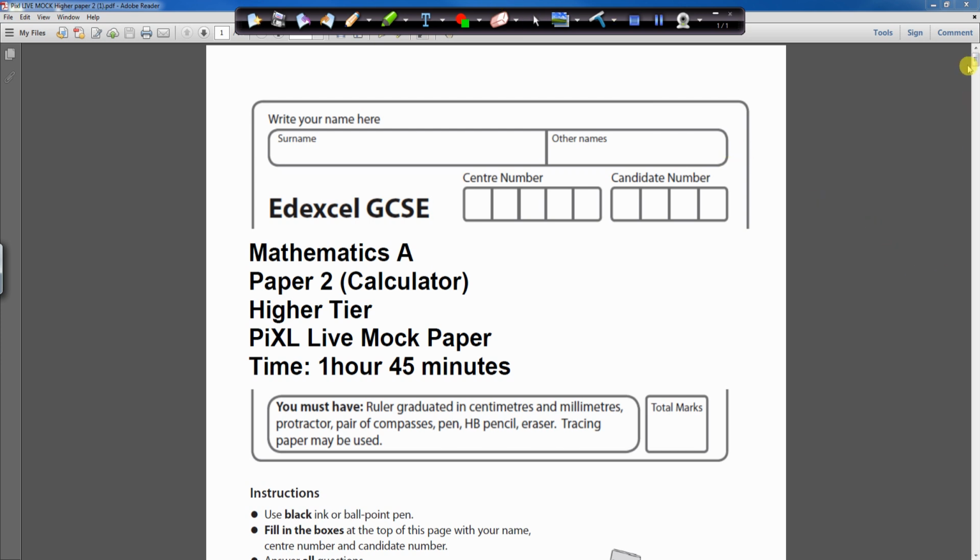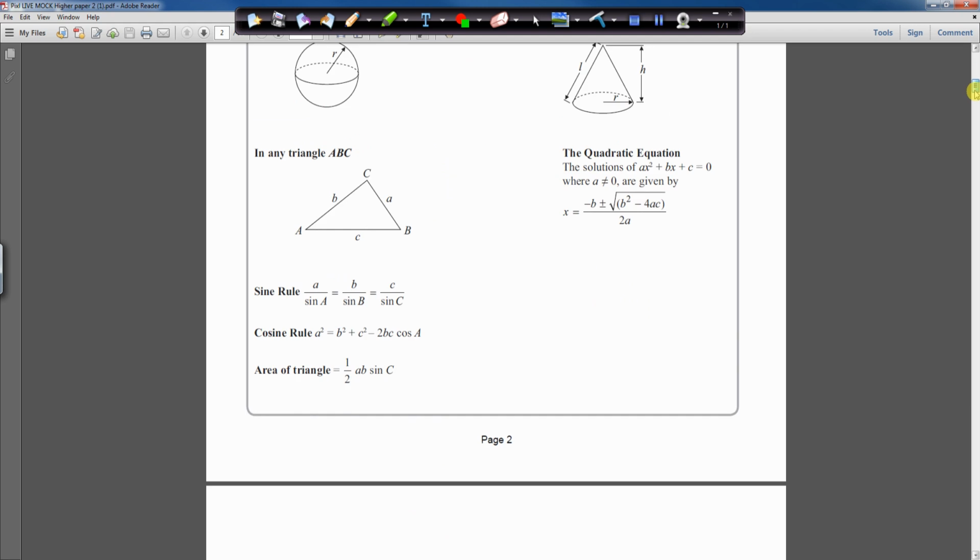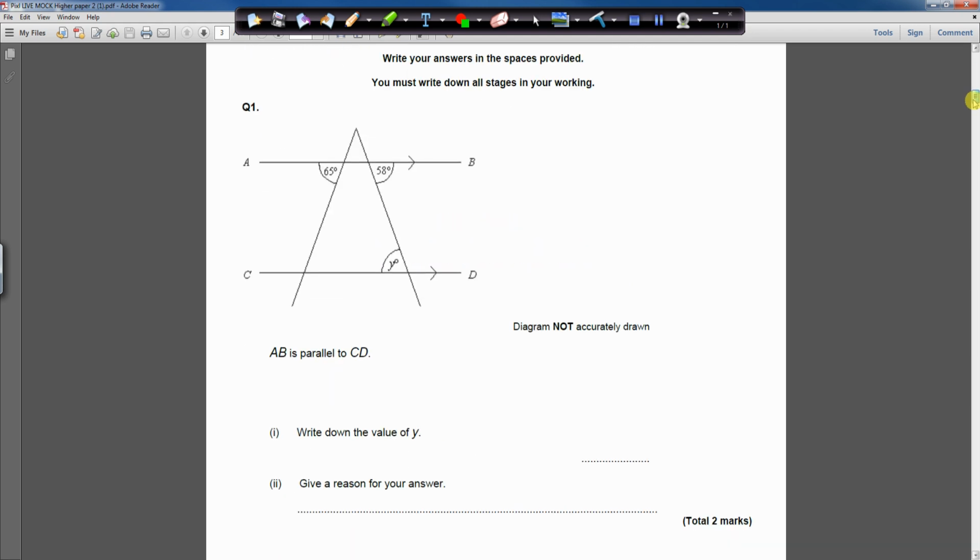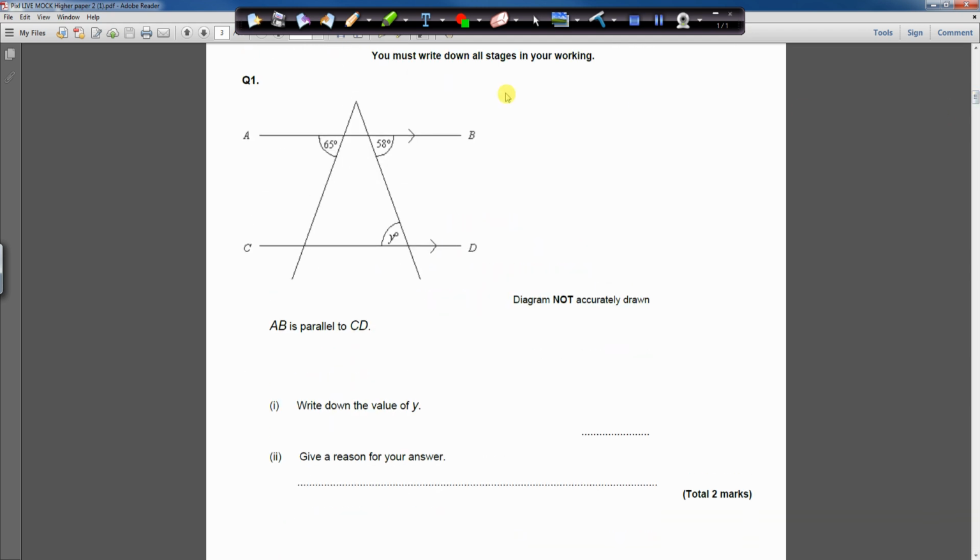So we're looking at the Pixl paper, live mock Paper 2 calculator. Okay, let's move it down. Let's calculate aloud. Here comes the first question. You must write down all stages in your working out. Right, here we go. Now let's choose ourselves a pencil.